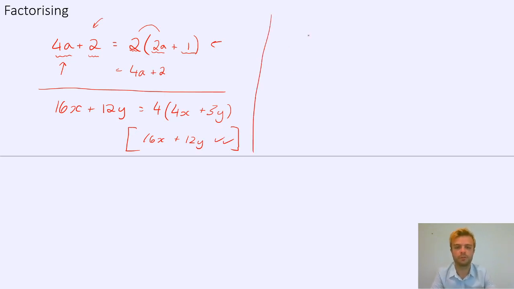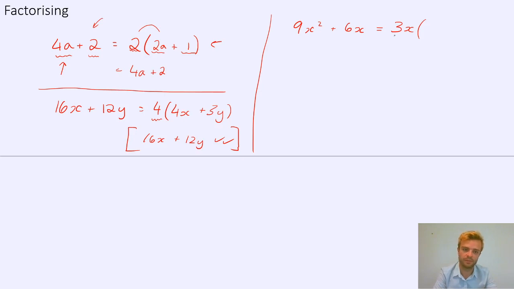Right, let's have a look at one or two more. Let's have one where there are a bit more letters involved. So 9x squared plus 6x. What's different about this one is that it's not just a number that's going to come outside the bracket, because they have more than just a number in common. But let's start with a number. The biggest thing that goes into 9 and 6 is 3, but they also have an x in common, just one x, because this has got an x squared, so it's got 2 x's in it, and this has got 1 x in it, so they share an x. So that's what goes outside the bracket.